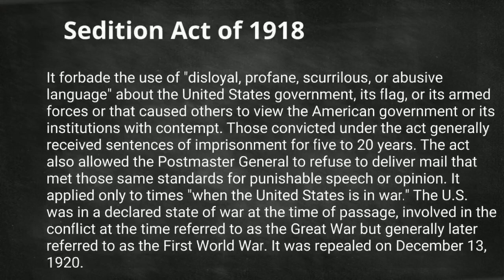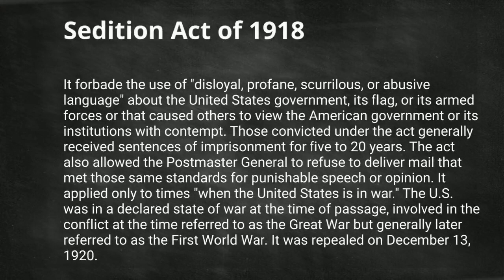It forbade the use of disloyal, profane, scurrilous, or abusive language about the United States government, its flag, or its armed forces, or that caused others to view the American government or its institutions with contempt. Those convicted under the Act generally received sentences of imprisonment for 5 to 20 years. The Act also allowed the Postmaster General to refuse to deliver mail that met those same standards for punishable speech or opinion. It applied only to times when the United States was in war.